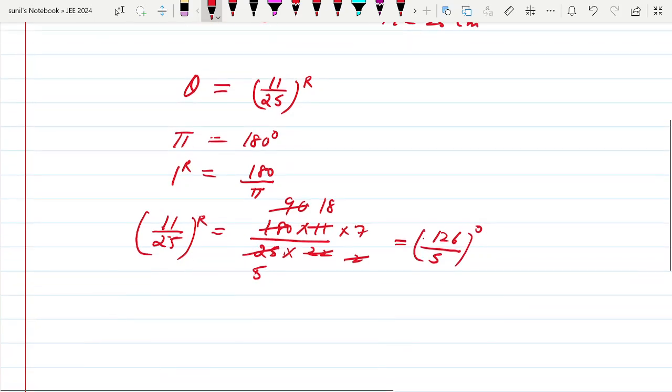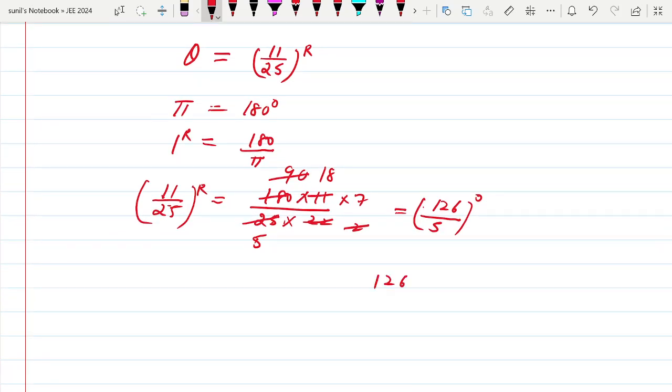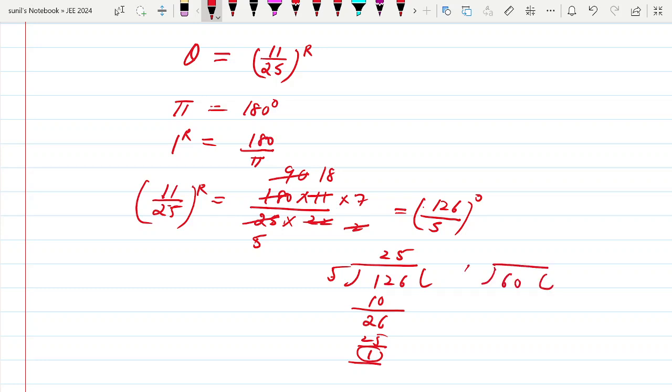So can we write it further? Yes, we divide 126 by 5, 5 into 25 is 125, so the remainder is 1. Now we multiply this remainder by 60 and divide by 5, so it goes to 12. So this is nothing but 25 degree 12 minutes. So the angle is 25 degree 12 minutes.